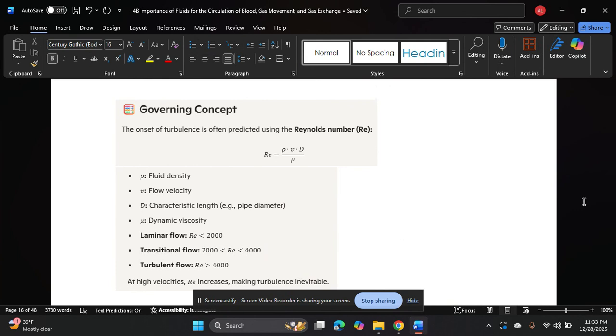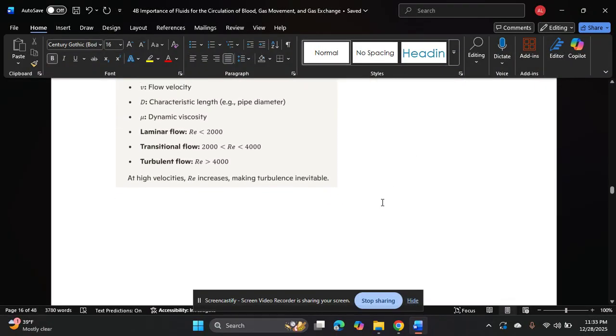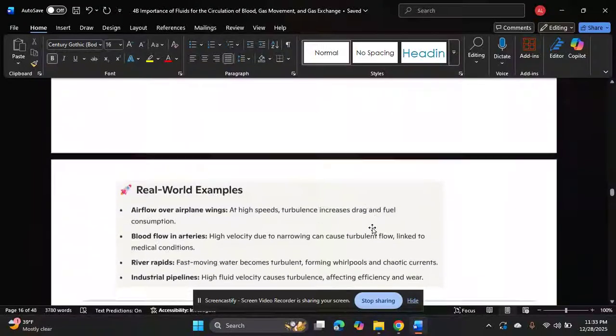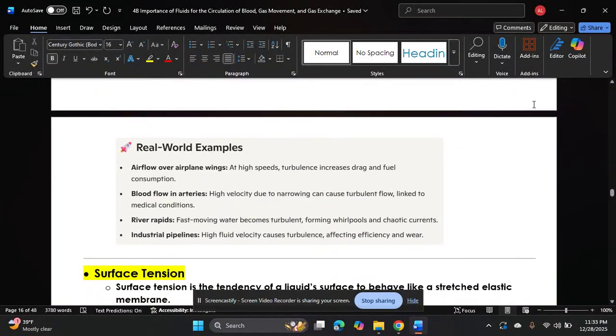So for laminar flow, the Reynolds number is less than 2000. Transitional flow: 2000 is less than Reynolds number, less than 4000, right? Turbulent flow: Re is greater than 4000, right? All right, at high velocities, Re increases, making turbulence inevitable, right? So high velocities. All right, so a real world example would be airflow over airplane wings.